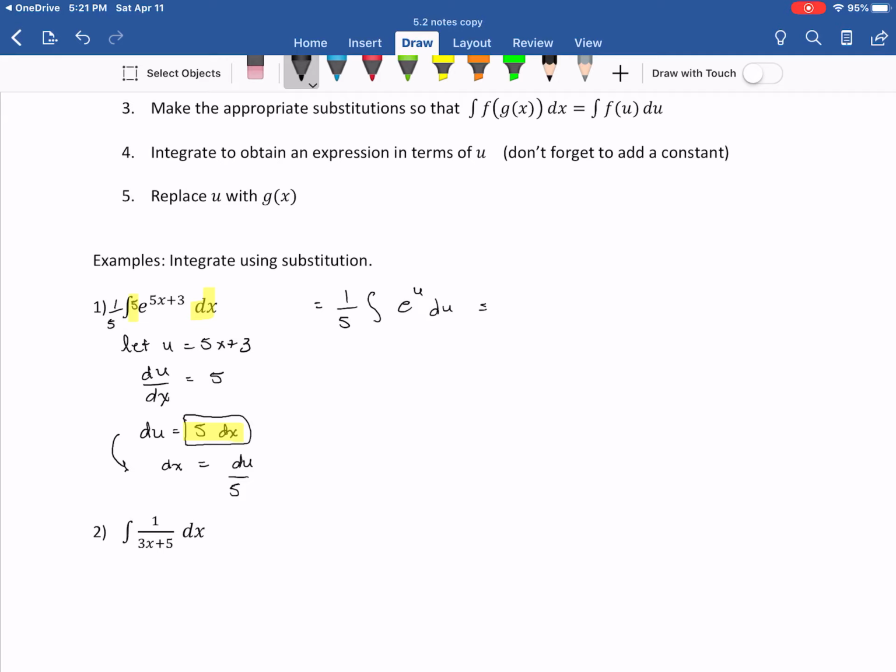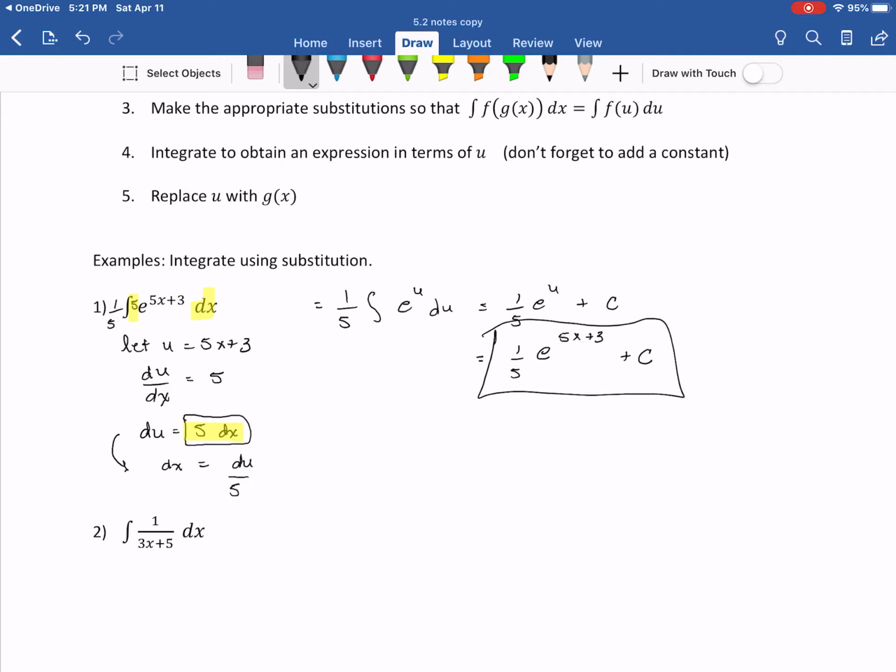Well, how do you integrate 1/5 e to the u? Well, that's just 1/5 e to the u, right? Plus c. Don't forget that. And now you're almost done. You're going to replace that u with what it was equivalent to way back in the beginning when you had let u equal to. Well, instead of a u, it needs to be 5x plus 3 like it was in the beginning. That's it.